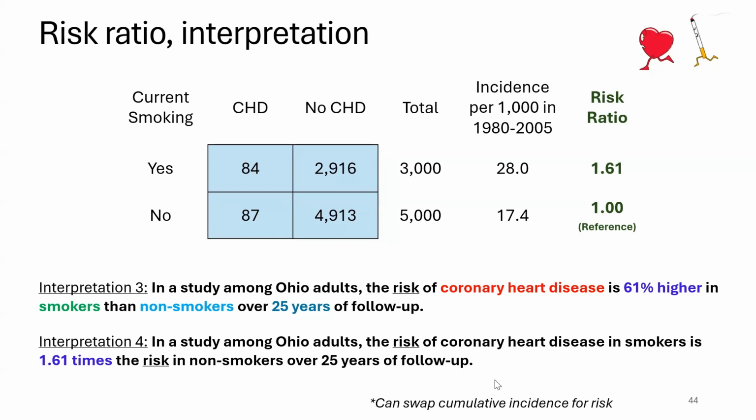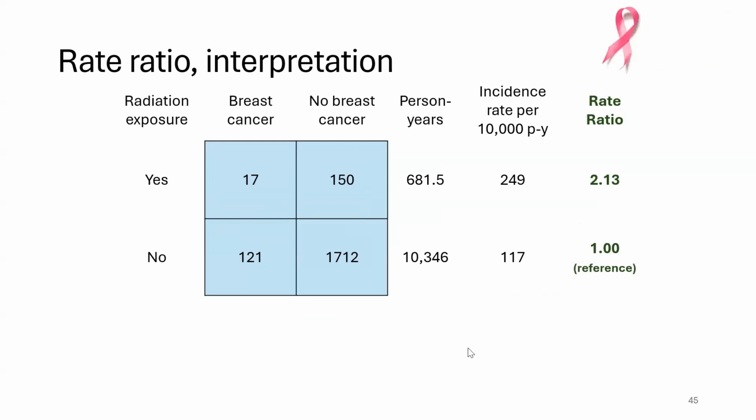So it's an important note here, because cumulative incidence is synonymous with risk, you can switch out terms like cumulative incidence for risk or replace risk with cumulative incidence because they're essentially synonymous. Okay, going back to our rate ratio interpretation. So we had a rate ratio of 2.13. So take a second to think about how you might interpret that rate ratio.